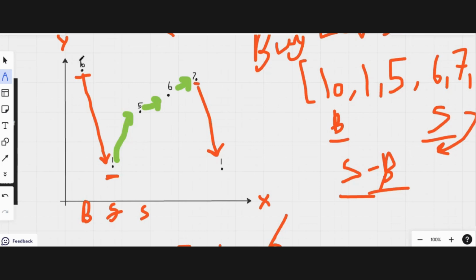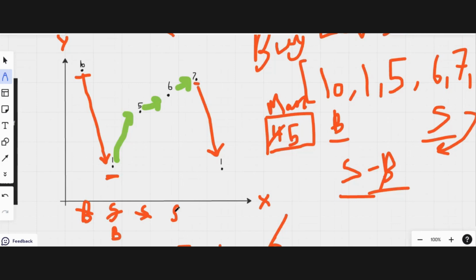At the same time, buying at 10 doesn't seem logical, so we cut this and we buy at 1, since 1 is the lowest price. So we buy at 1 and sell at 5. At the same time, we have a window that records our max profit. In this case, our max profit with buying at 1 and selling at 5 is 4. Then when the selling pointer goes to 6, our buying price is 1 and selling price is 6, so our max profit increases to 5.